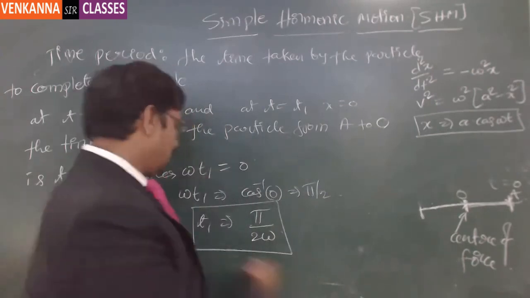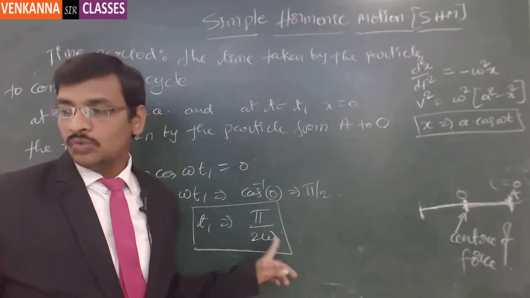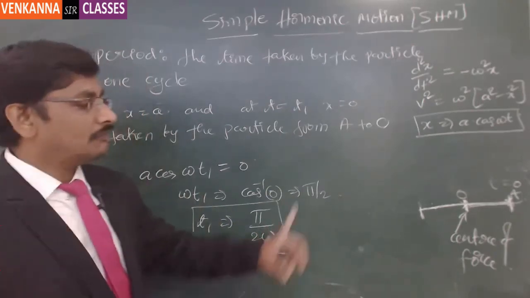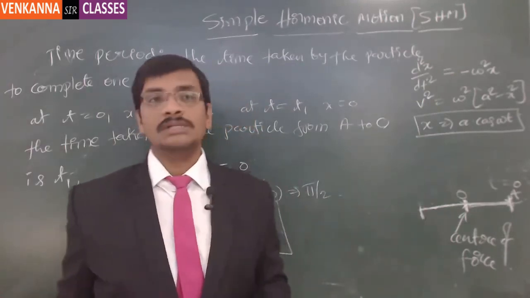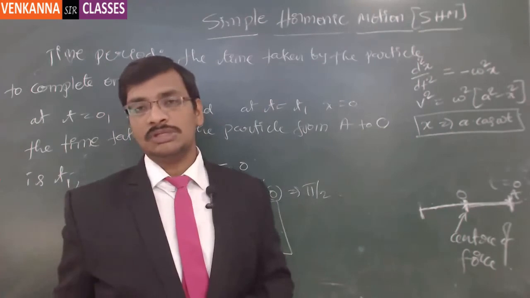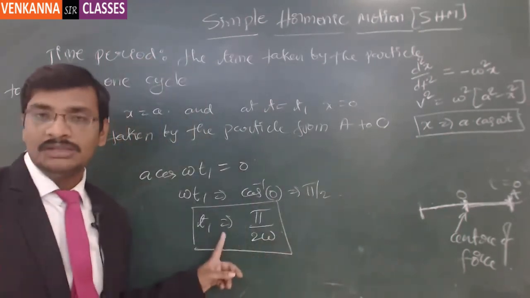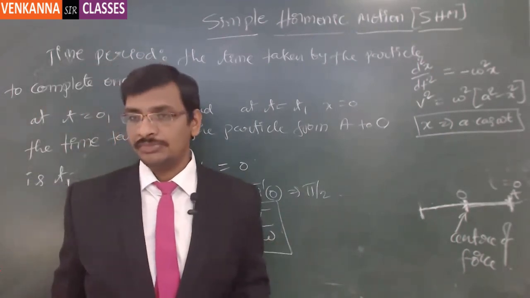So here t1 is always constant, which is equal to pi by 2 omega, and this omega is a constant which is dependent on the fundamental quantities called the physical properties of the body, that is the spring constant mostly. So the spring constant will decide what should be the time period. That is independent for a system, because spring constant you cannot change, right?